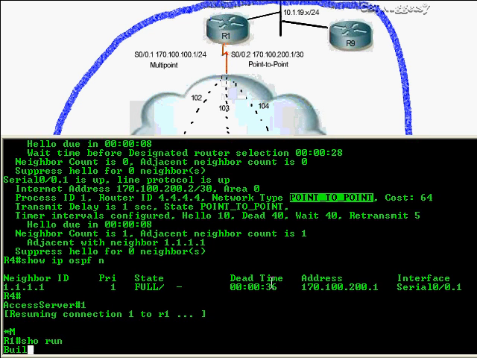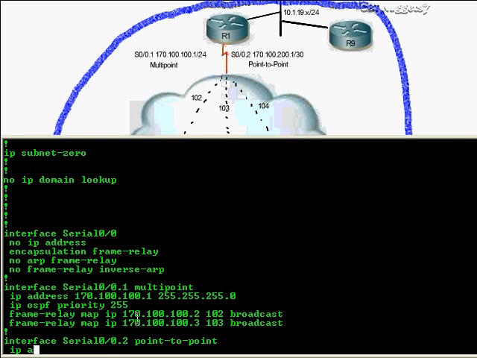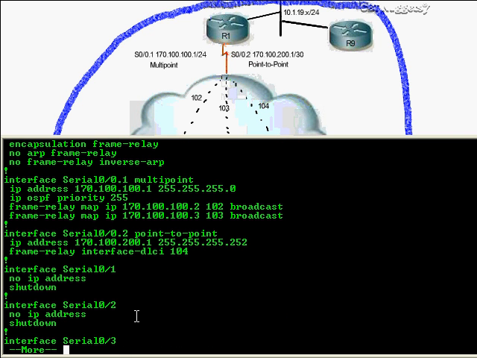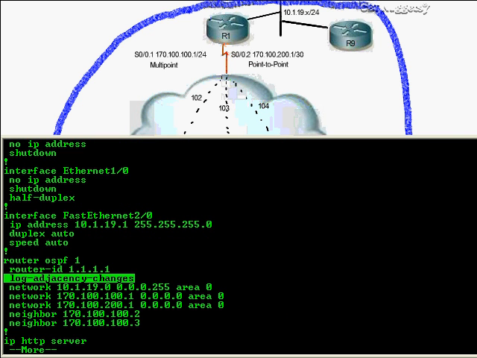I'll do a show run. In router config mode, it's typed in by default. I didn't have to type it in. Log adjacency changes. If that command is typed in, and we could very well type it in on every router, it will report it to the screen as the neighbor relationships form.